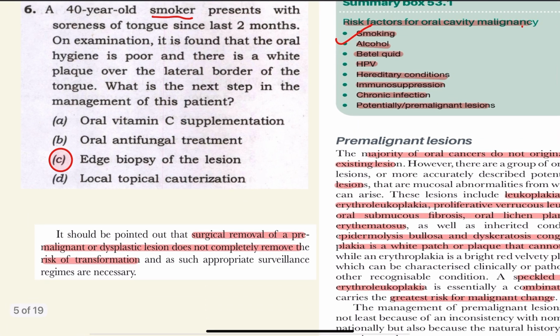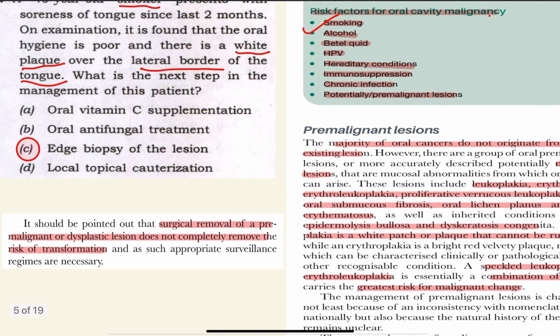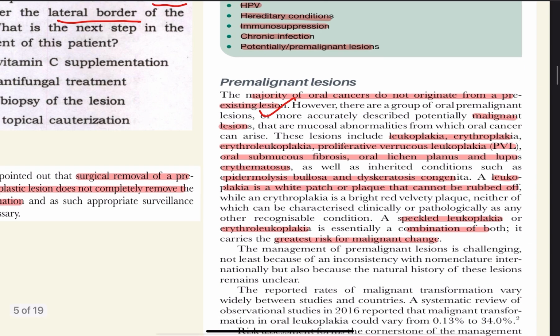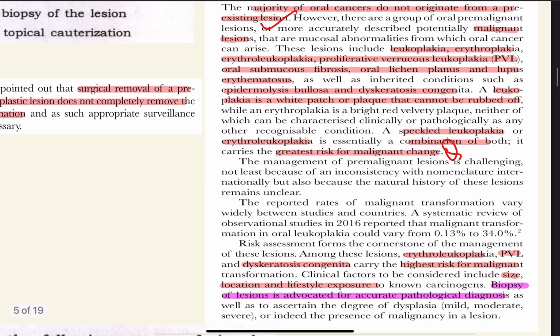The next hint they have given is poor hygiene, and there is a white plaque on the lateral border of the tongue. The majority of oral cancers do not originate from a pre-existing pre-malignant condition. There are a few lesions like leukoplakia, erythroplakia, erythroleukoplakia, and proliferative verrucous leukoplakia. These are all predisposing or pre-malignant conditions to oral cavity cancer. The highest risk one is speckled leukoplakia or erythroleukoplakia. This is also an MCQ.